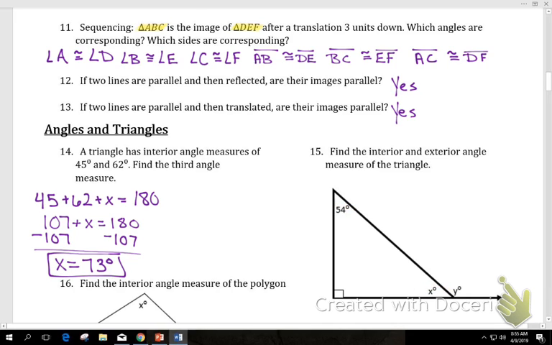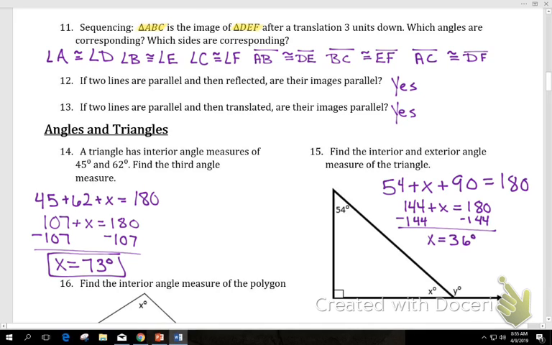All right, so 54 plus 90 plus x equals 180, 144 plus x, subtract it, and x equals 36 degrees. Who got 36 degrees? Sarah, Logan, good. Eric, 36. All right, so now I actually have all the information I need to find y. Can anybody explain to me how they found y? Ethan?